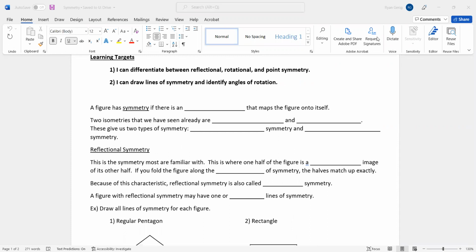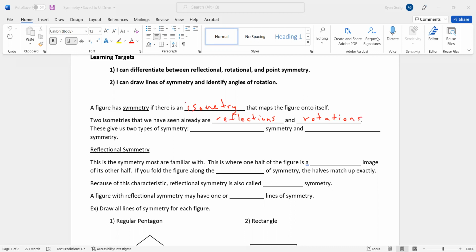So a figure has symmetry if there is an isometry, and there's that word again, that maps the figure onto itself. Isometry again means congruent shape, and so no change in the size or the shape, which makes sense. If you have symmetry, one side is equal to the other. All right, so two isometries that we have seen already are reflections and rotations. I have another one that we've done, but that one does not really play into symmetry at all. But these two do.